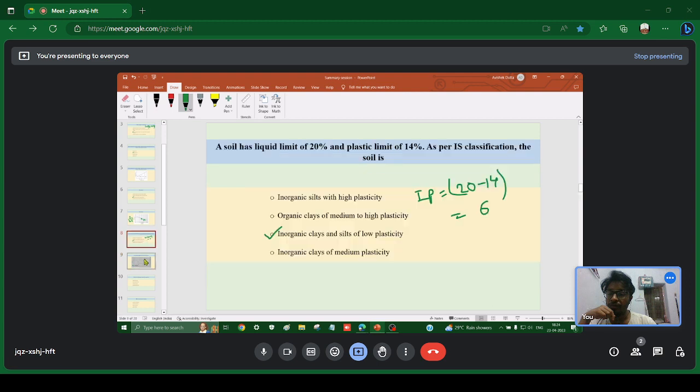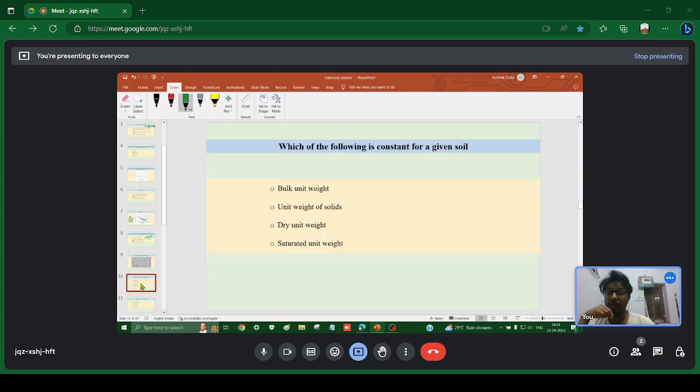Okay, so next question: which of the following is constant for a given soil? Bulk unit weight, unit weight of soil solids, dry unit weight, and saturated unit weight. Now, before giving the answer to this question, we should know how to define each of these terms. Bulk unit weight, that is gamma T, is equal to weight by volume, weight of the entire soil by volume of the entire soil.